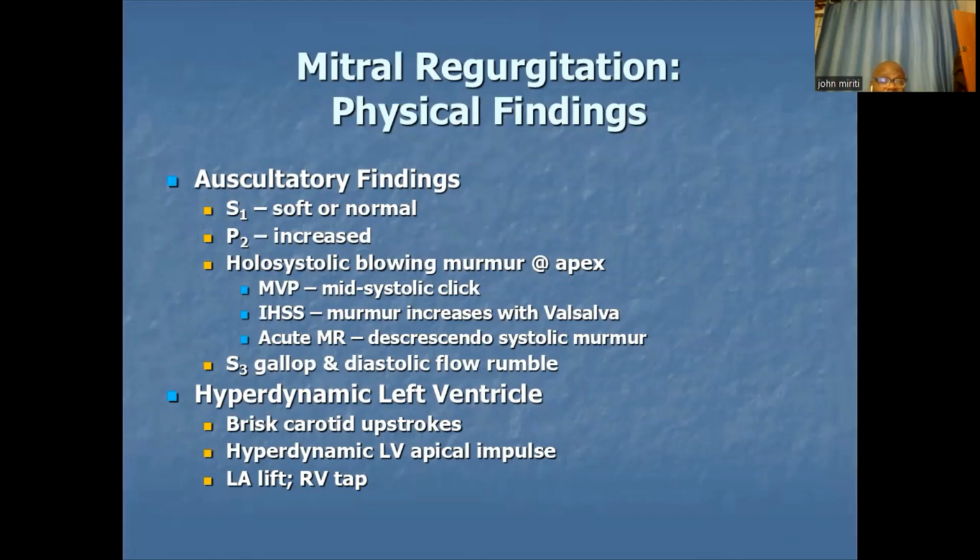In acute mitral regurgitation, there is a crescendo systolic murmur, and there is an S3 gallop and a diastolic flow rumble. Then we have a hyperdynamic left ventricle. In these physical findings, we have a brisk carotid upstroke and a hyperdynamic left apical impulse. There is a left atrial lift and a left ventricle tap.